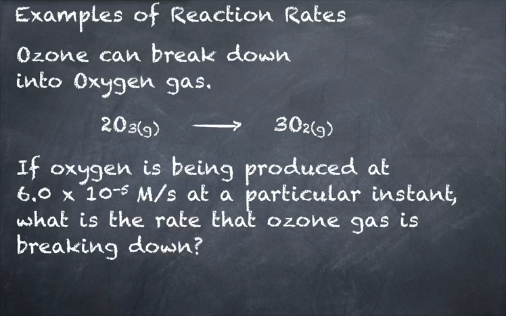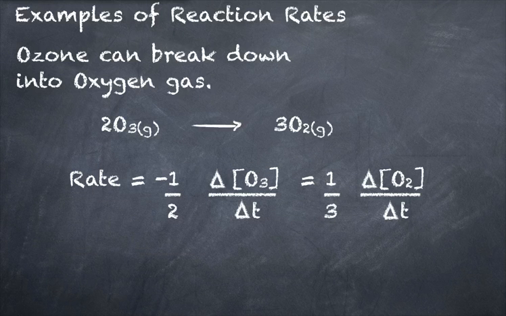Okay, so they're going to give you the reaction rate, or how fast, for one, and then ask you how fast the other one is breaking down. So if oxygen is being produced at 6.0 times 10 to the negative 5 moles per second, so that's how much oxygen is being produced, how fast is ozone breaking down? So there is a relationship between the production and the breakdown of these two things.